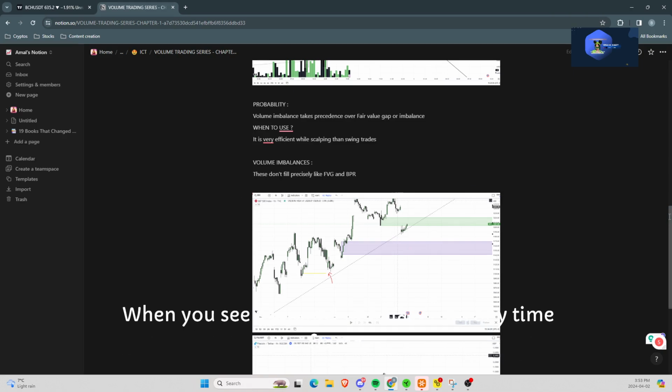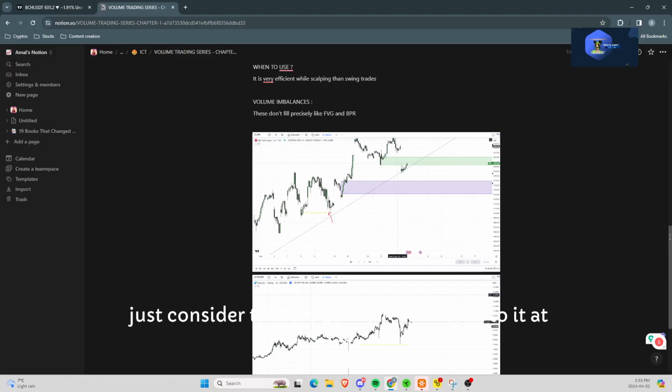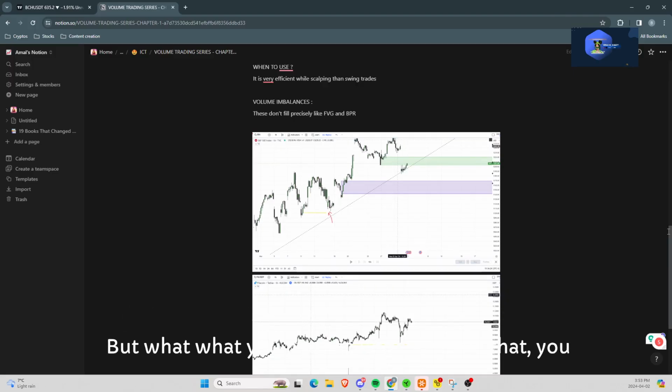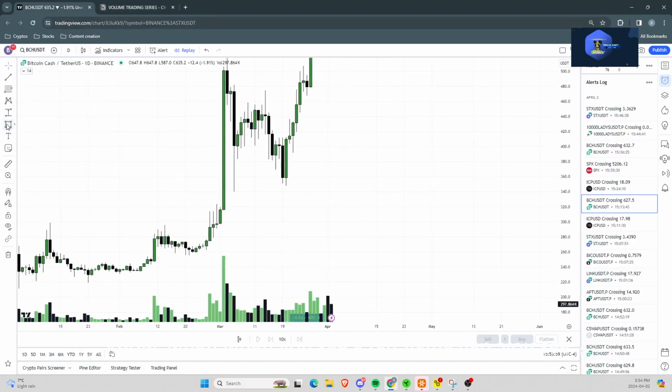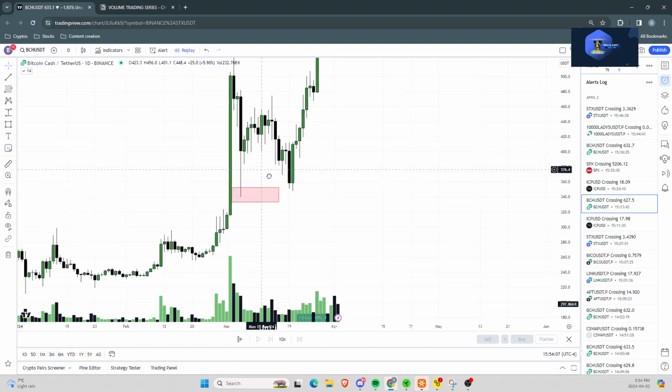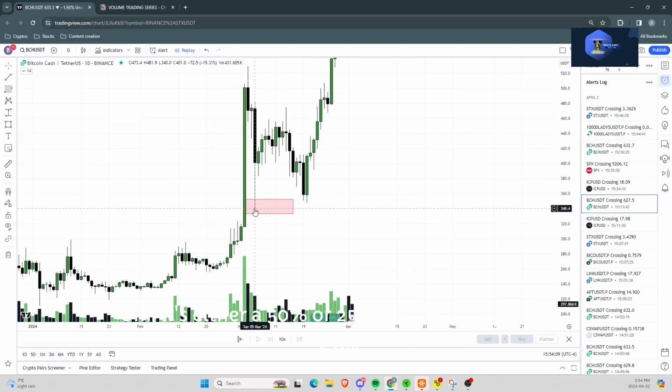When you see a volume imbalance on any time frame, just consider that it's gonna return back to it at some point in time. But what you need to understand is that, when you see a fair value gap, you see this is a fair value gap, right, on the daily time frame. So what happened? It precisely fills the fair value gap. It's either 50% or 25%, mostly 50% plus or 75%. It fills before it goes down. So this is like accurate.